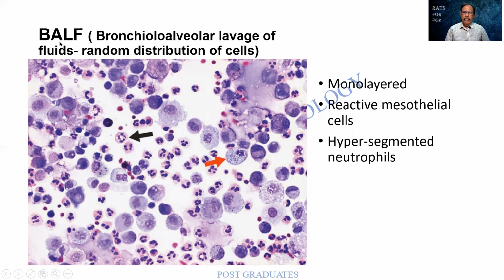Bronchoalveolar lavage of the fluids. In this, I am able to see the random distribution of the cells. Distribution of the cells means from this end to this end, I am able to find the cells. Secondly, the cells do not overlap on each other too much. I can make out the cellular morphology.